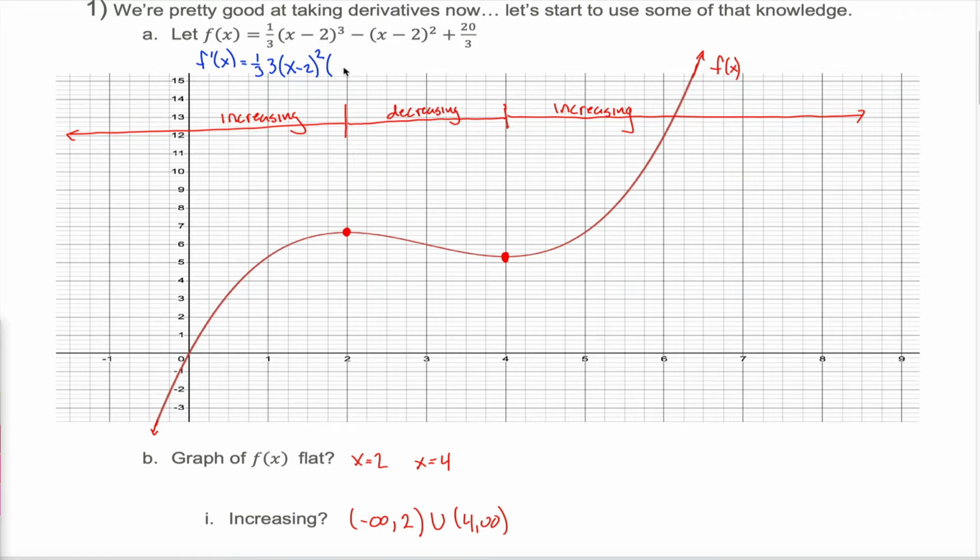Fortunately for me, the derivative of this inside function is just 1, because the derivative of x is 1 and the derivative of 2 is 0. So the derivative of this first term is 1/3 times 3 times (x - 2)^2 times 1.